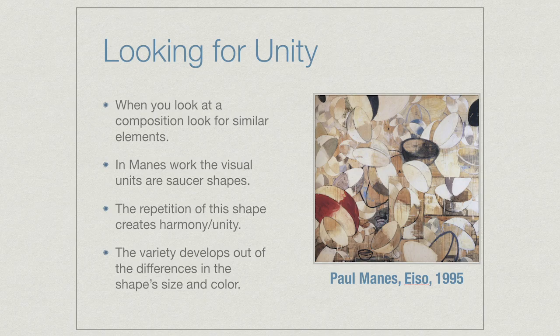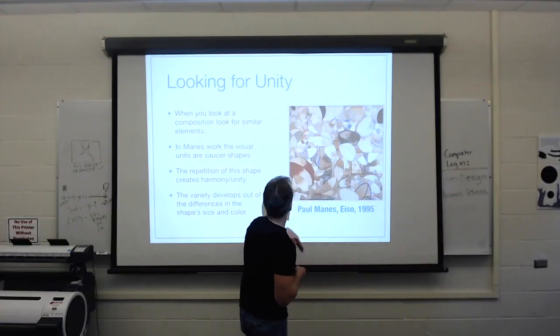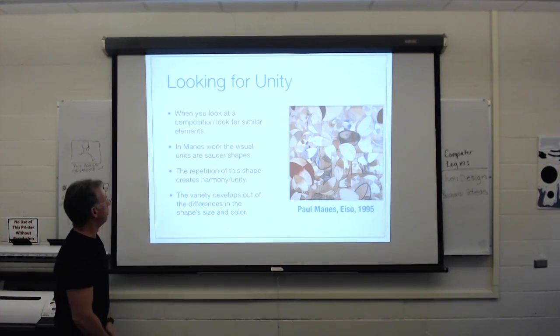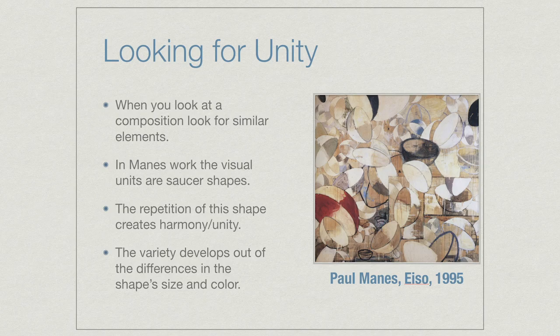When you look at a composition, you look for similar elements. This is that Gestalt again. If you're looking at this piece, you'll notice that there's kind of like bowl shapes, like saucers. In this work, the visual units are saucer shapes. Like I said, they're like bowls. The repetition of this shape creates harmony and unity. And it's something that we, as humans, kind of focus on. All right, so these are bowls, or these are saucers, or whatever you consider them to be.